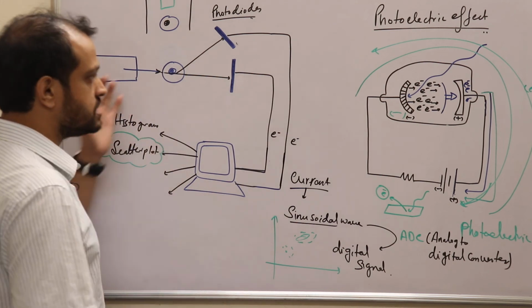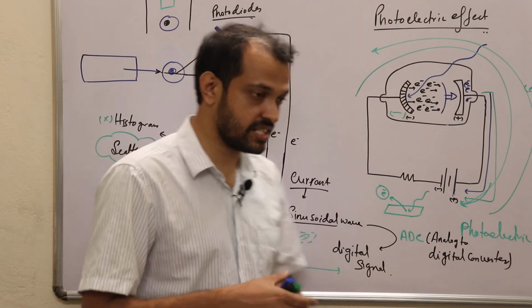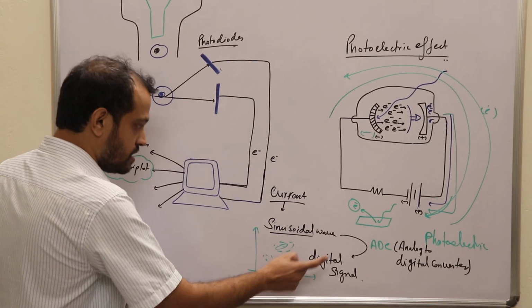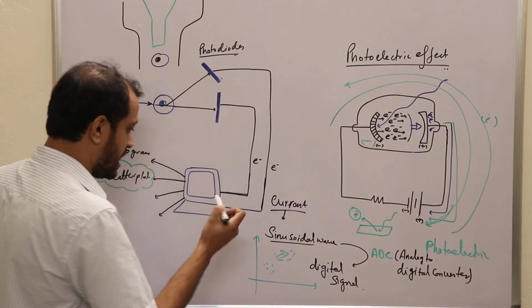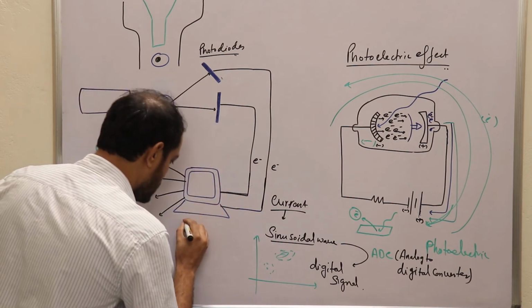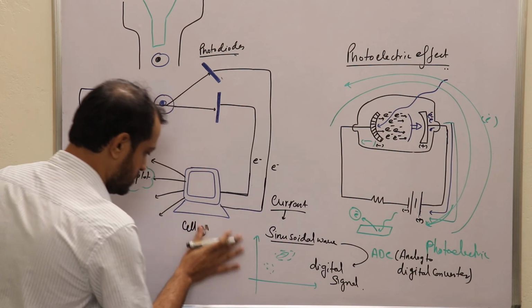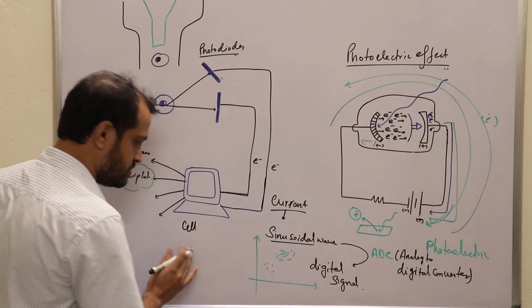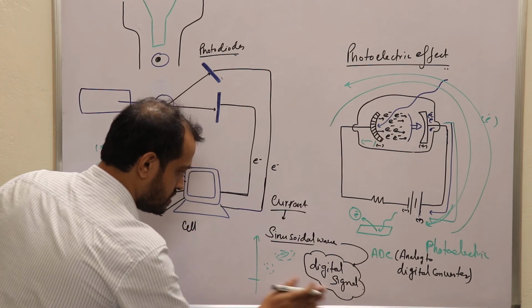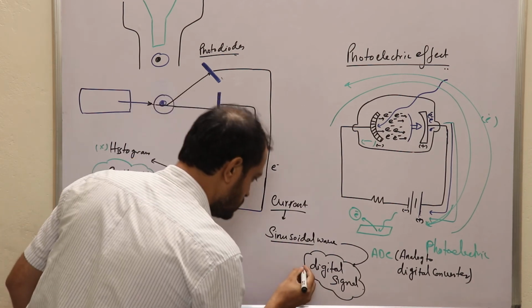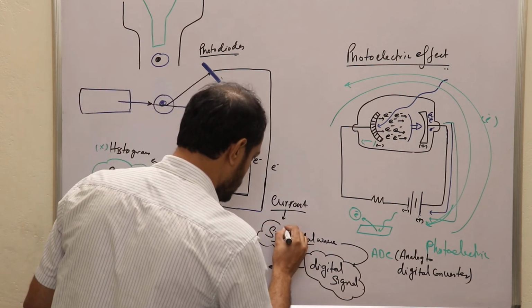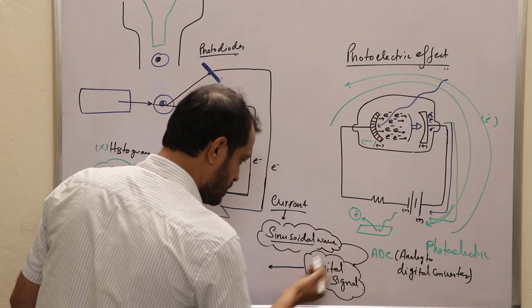So this is how your detection system detects the whole thing, and it is converted into a digital signal. Now listen, this digital signal is converted into a computer program with the help of software by the name of CellQuest. There are many softwares which convert this digital signal, which is coming from the sinusoidal signal.